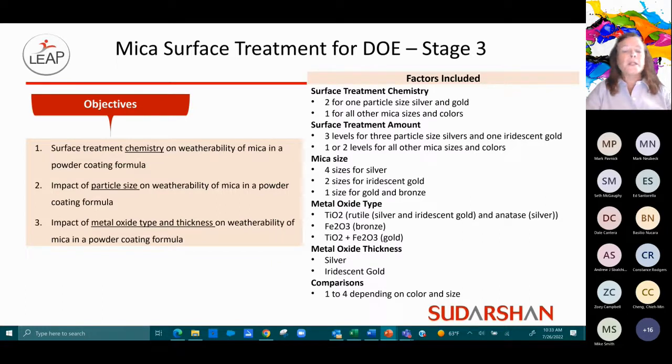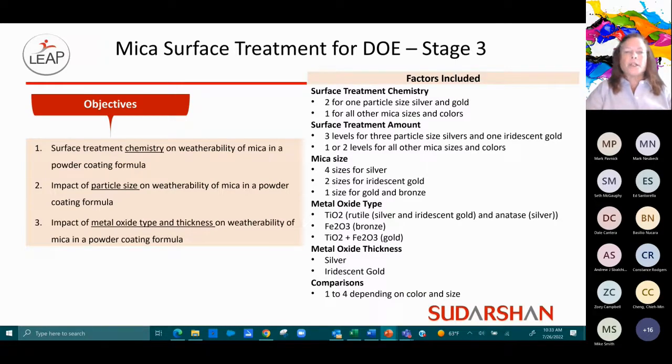Metal oxide type, we did include both the iron oxide and the TiO2. And metal oxide thickness, of course, we just did 2, the silver and the iridescent gold. And from a comparison or control perspective, it was either 1 up to 4, depending on the size and color of that particular mica being looked at.